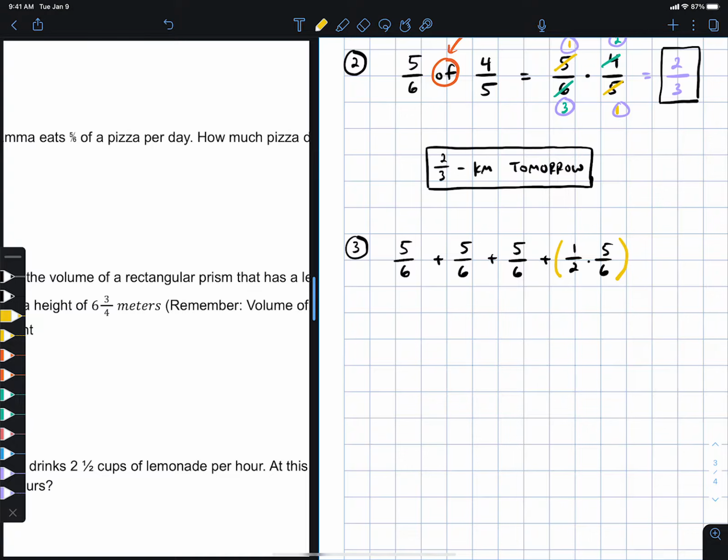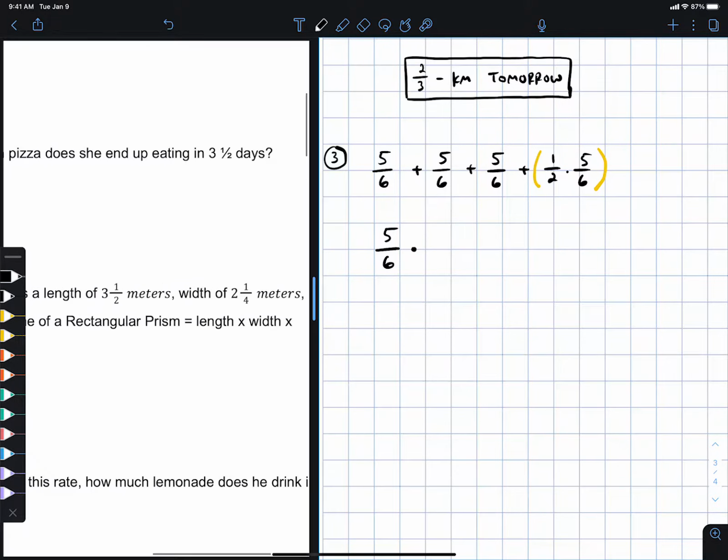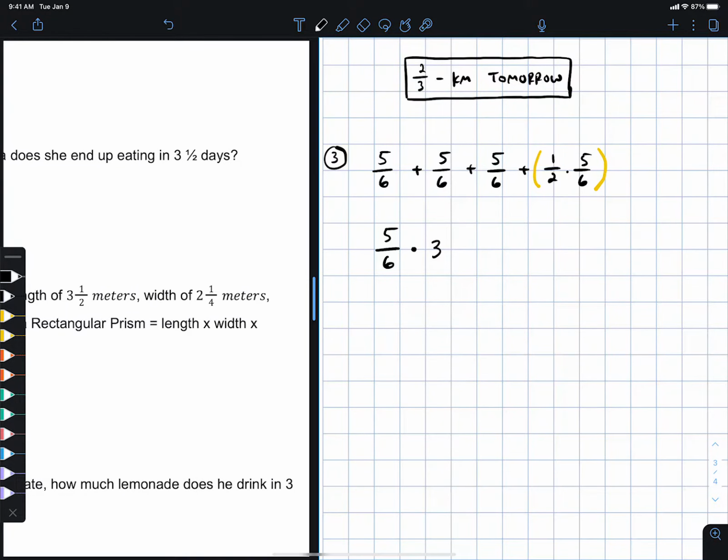If you want to solve this, you could totally do that. But maybe the quicker way is saying, okay, well, you're doing something over and over again, so that would mean that we're doing some repetition. And when you repeat things, that means you are just multiplying. So this is 5/6 times 3.5.